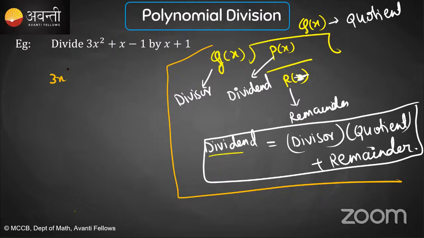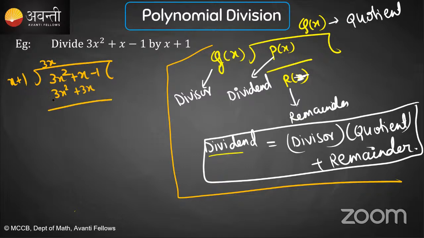Yes, 3x square plus x minus 1 is the dividend, and x plus 1 is the divisor. Whenever you divide, you have to make this term equal. So you have to ask, what should I multiply with my x to get 3x square? 3x. So now multiply this 3x with x plus 1. So I will get 3x square plus 3x.